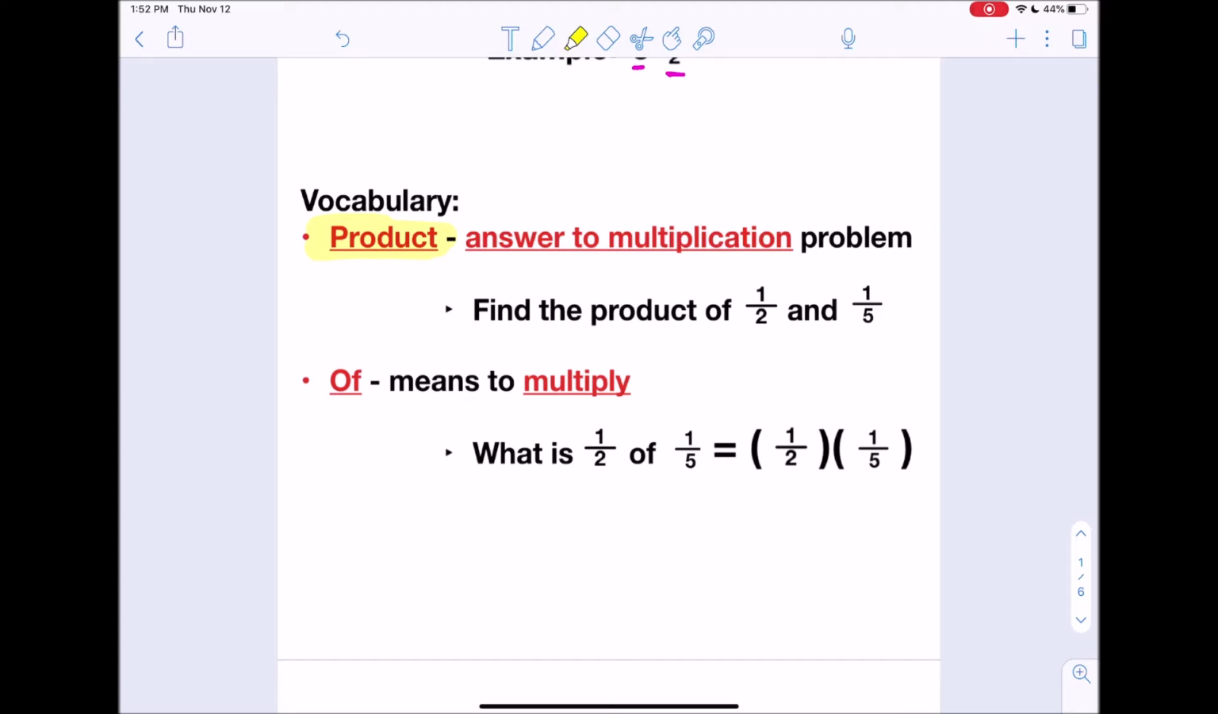Also, don't forget, product in mathematics means the answer to a multiplication problem. So if you get a problem that says find the product of either two fractions or two mixed numbers, whatever they give you, that means you're supposed to multiply them together.